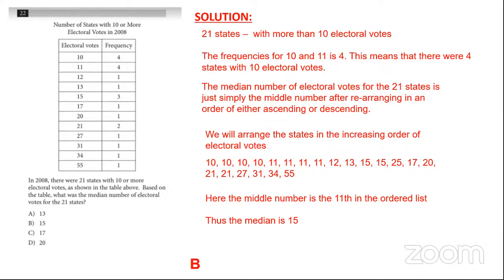The first 4 states have 10 electoral votes. The next 4 have 11 electoral votes. So totally after 8 states, we have 11 electoral votes. The 9th state has 12 electoral votes, and the 10th state has 13, and the 11th state has 15. So here the 11th, middle number, the 11th state has 15 electoral votes. So our required median will be 15.